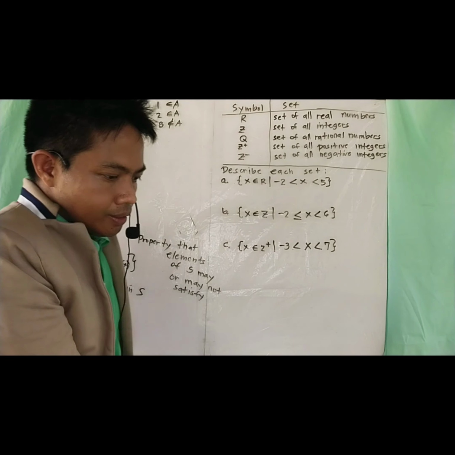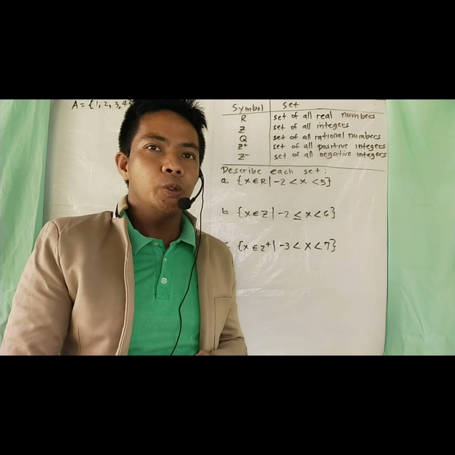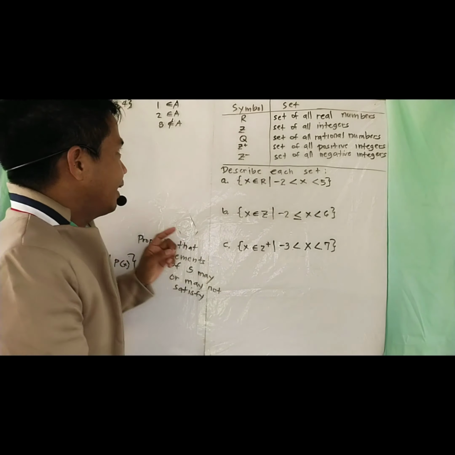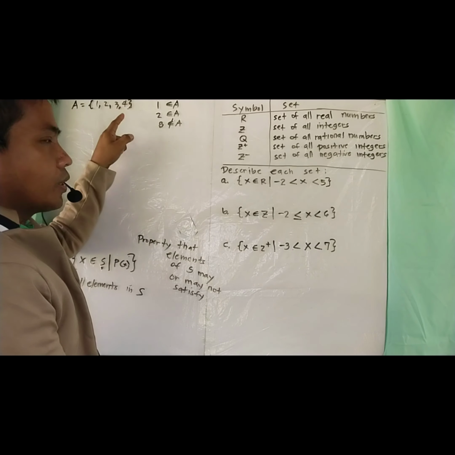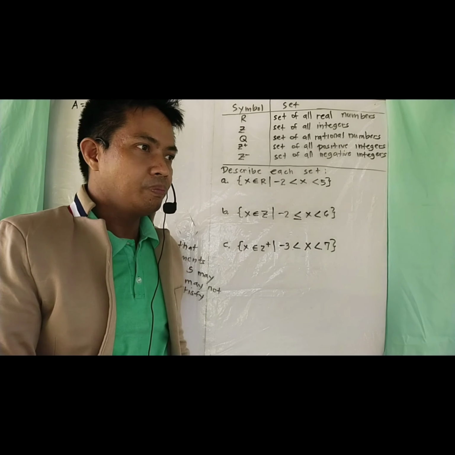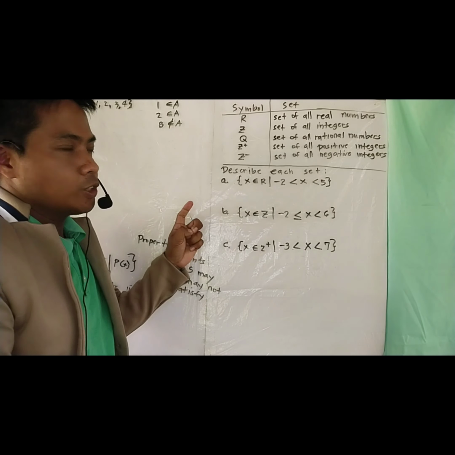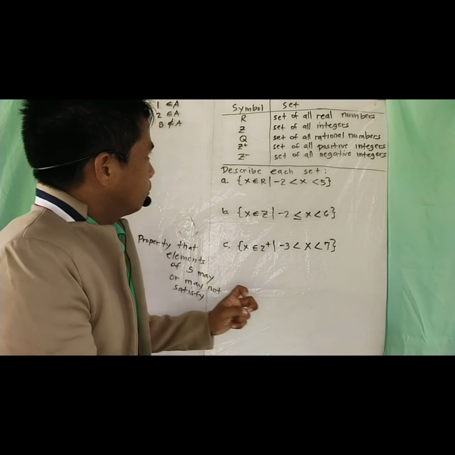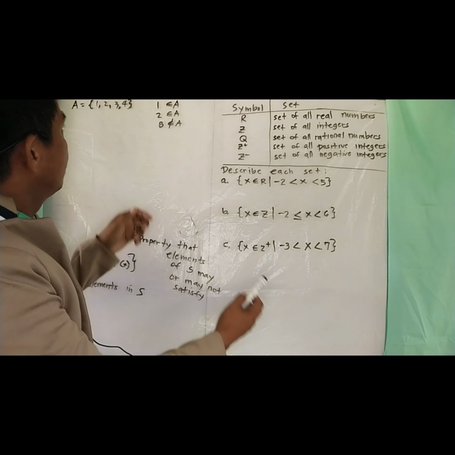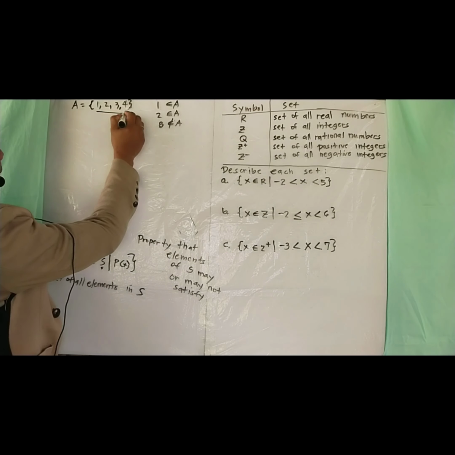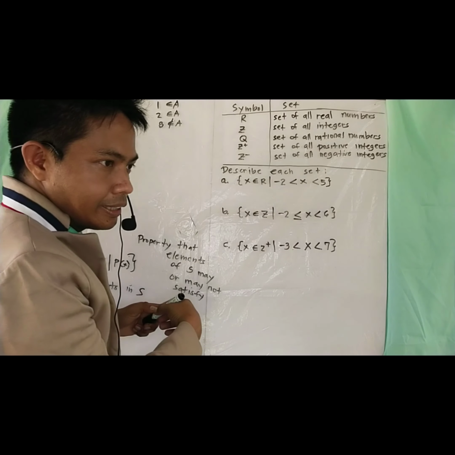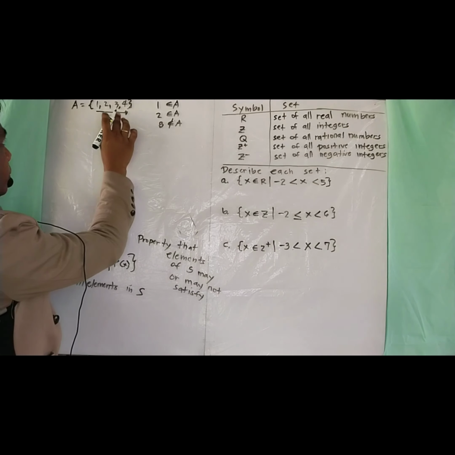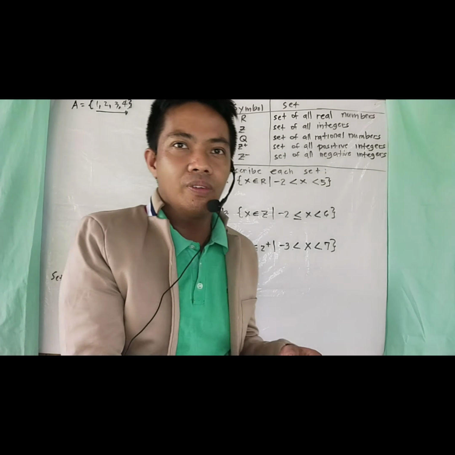So a set can be specified using the roster method. In the roster method, the elements are listed: 1, 2, 3, 4. That is the roster method. One way of describing a set is the roster method. The other one is set builder notation. So in the roster method we have 1, 2, 3, 4. This can also be written in set builder notation. These are the set of counting numbers.